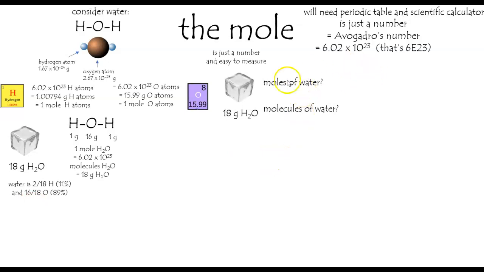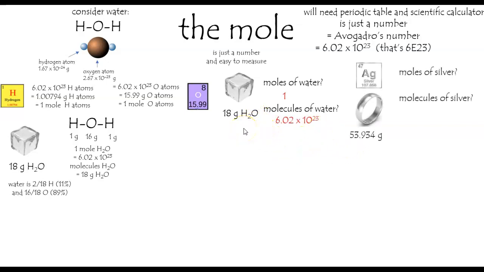So let's make sure we got it. Answer me this. I got 18 grams of water in the form of an ice cube, solid H2O. How many moles do I have? Answer, 1. How many molecules of water do I have? Well, that happens to be the molar mass, meaning the mass of a mole, and the mole is just a number, but a big number. 6 times 10 to the 23.